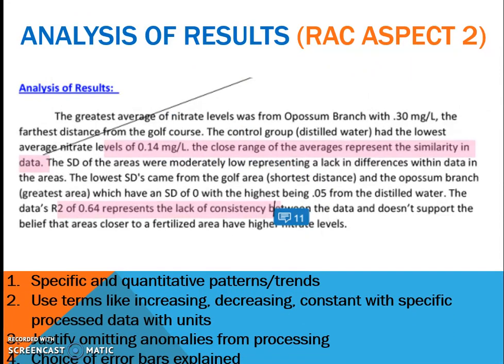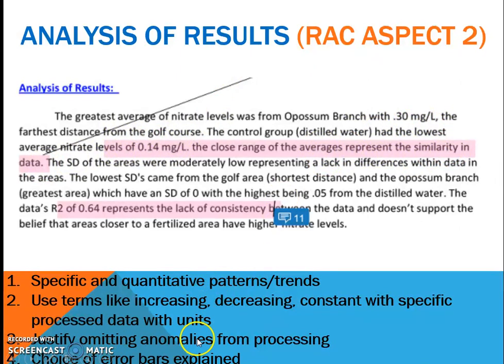For aspect 2, I'm analyzing the data. We're going to be looking at a lot of exemplars in class and grading them together. But here I'm talking about the major patterns and trends. I need to use terms like increasing and decreasing, but I have to actually note specific examples. Notice here they're using specific actual examples from their process data.